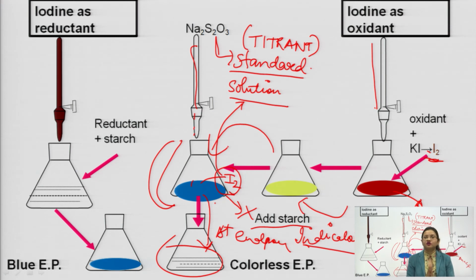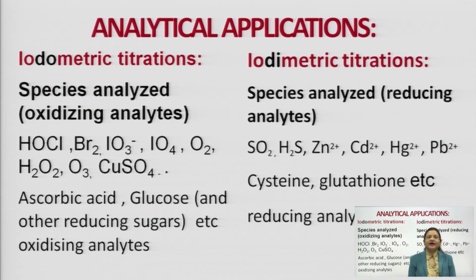conclusion of your reaction or completion of your iodometric reaction, iodometric titration. This shows the completion of iodometric titration or iodometric reaction. Now analytical applications. Iodometric titrations are applied in oxidizing analytes, especially as I told you earlier. For example, ascorbic acid, glucose, other reducing agent, etc. And oxidizing analytes, bromide, iodate, H2O2, copper sulfate. Okay.